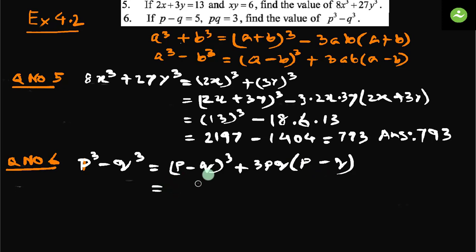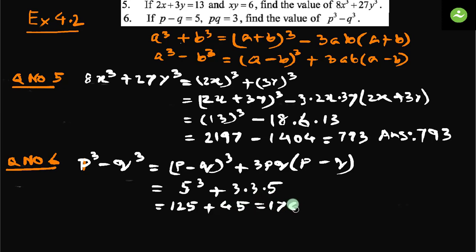The p minus q value is 5. So 5 cube plus 3 into pq means 3 into 3. 3 into 3 into p minus q. P minus q means 5 into 5 equals 125 plus 9 into 5, 45, equals 170.